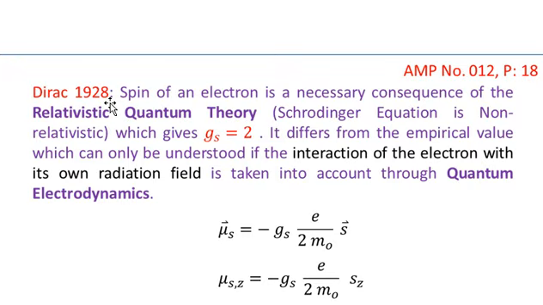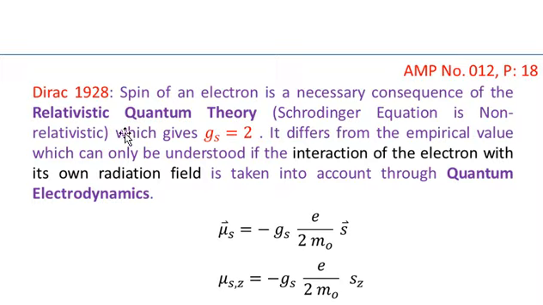Dirac, in 1928. Spin of an electron is a necessary consequence of the relativistic quantum theory. And you know that the Schrödinger equation is non-relativistic. We have treated the problem of the hydrogen atom using the Schrödinger equation, but a complete relativistic quantum treatment was not given. So if you follow the complete relativistic quantum theory, you will come out with the concept of the spin of the electron. So the spin of an electron is a necessary consequence of the relativistic quantum theory.